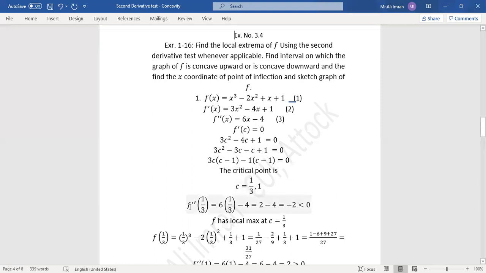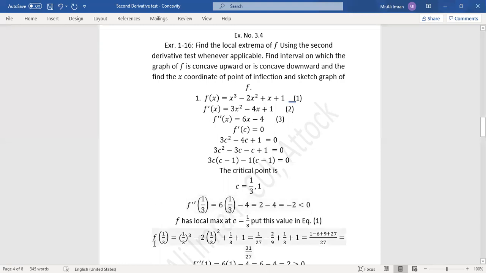First of all, we put x is equal to 1 by 3. f double prime of 1 by 3 is equal to 6 into 1 by 3 minus 4. If we simplify this, 3 will cancel with 6. We will have 2, and 2 minus 4 is equal to minus 2, which is less than 0. This means that f has a local maximum at c is equal to 1 by 3. In order to find the local maximum value, we put this value in the function to determine the local max.